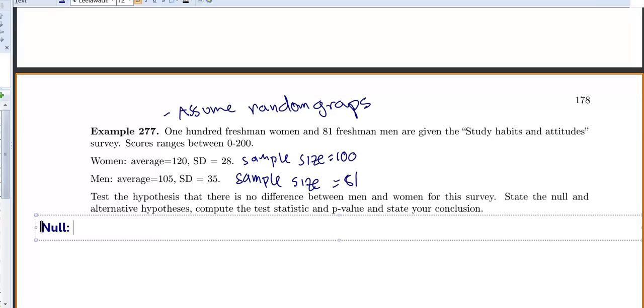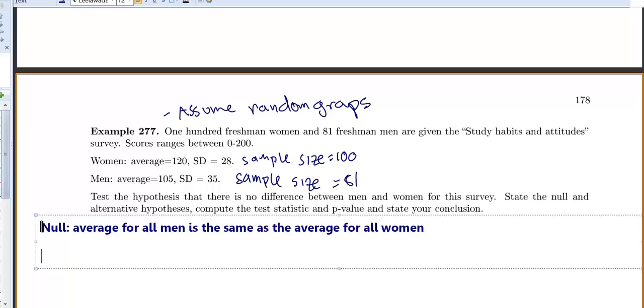First step, come up with your null and alternative hypotheses. So the null would be that the average for all men is the same as the average for all women. Technically, this would be for all freshman men and all freshman women. Since those are the only people in the study, we can only generalize it to freshmen still.